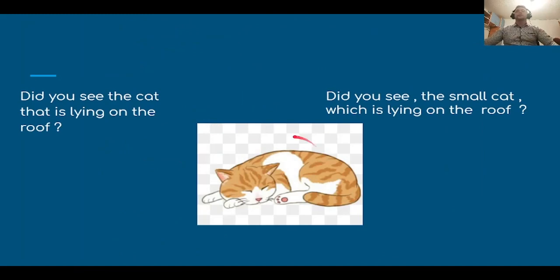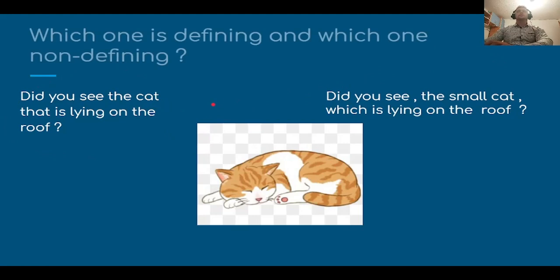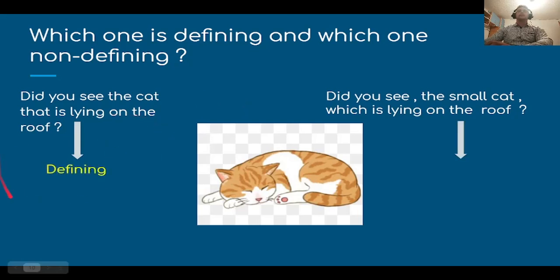You can see a beautiful cat over here. So, the questions are related to the cat. So, the first one. Did you see the cat that's lying on the roof? And did you see the small cat which is lying on the roof? So, which one of these sentences is defining and which one is non-defining, according to the things that we said before? So, the sentence on the left is defining, that's right, whereas this sentence, did you see the small cat which is lying on the roof, is non-defining.